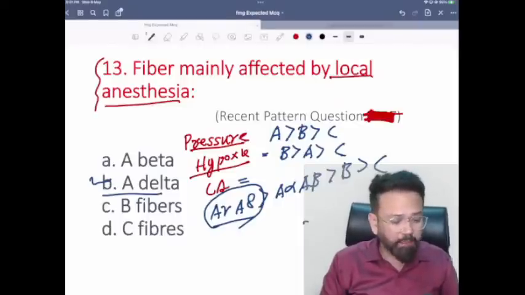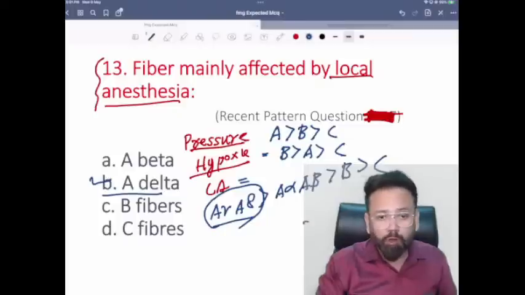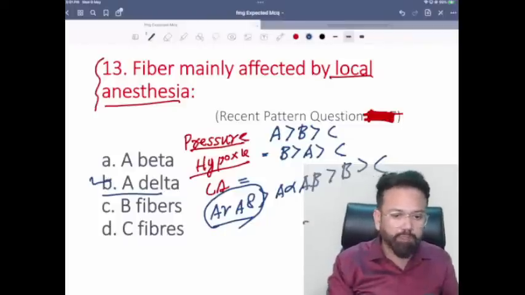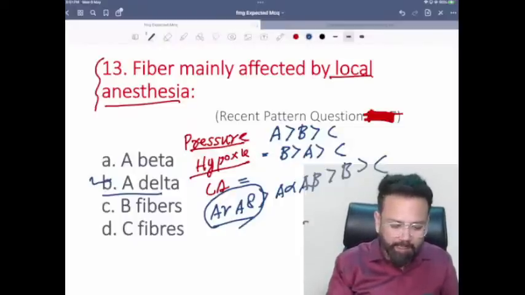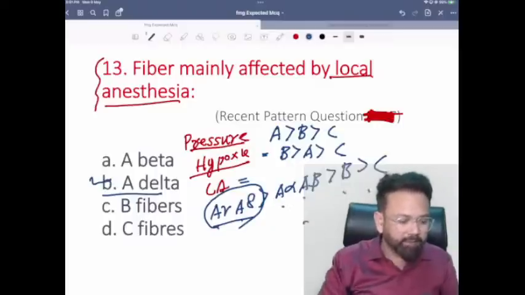These are often repeated MCQs. For pressure, A is most sensitive, then B, then C. For hypoxia, BAC. And for local anesthesia, it is A gamma, A delta, then A alpha, A beta, then B, and then C.